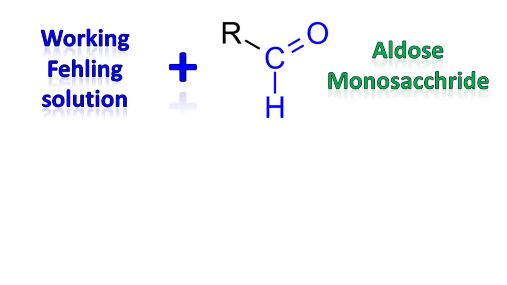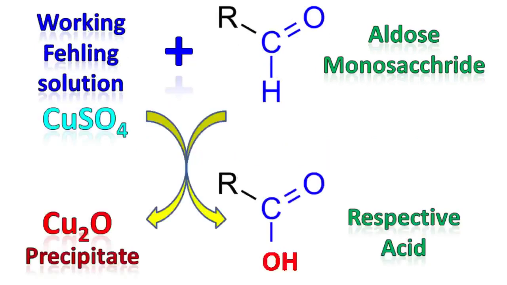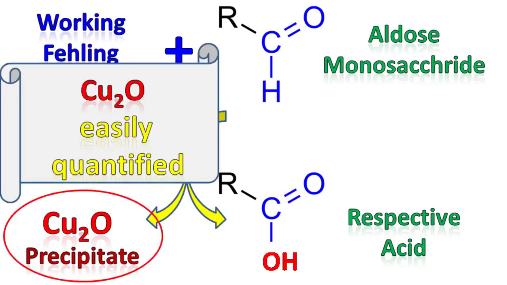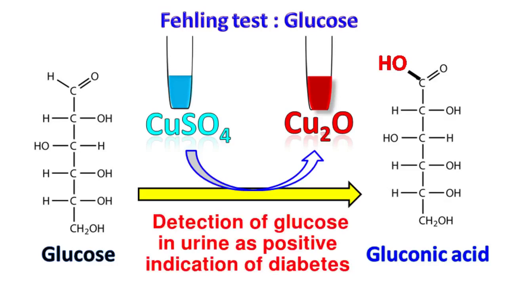When monosaccharides are mixed with Fehling solution and heated at 60 degrees Celsius in a water bath, the monosaccharide is oxidized to acid while the Cu2+ ions are reduced to copper oxide. The copper oxide formed is reddish or brown in color and can be quantified easily to find the amount of aldose monosaccharide present. This is a very common test used to detect the presence of glucose in urine as a positive indication of diabetes.